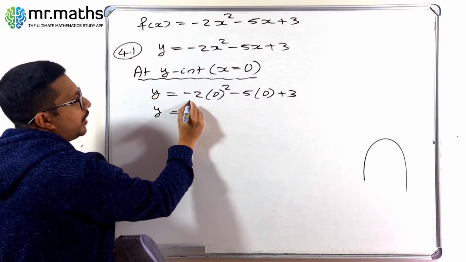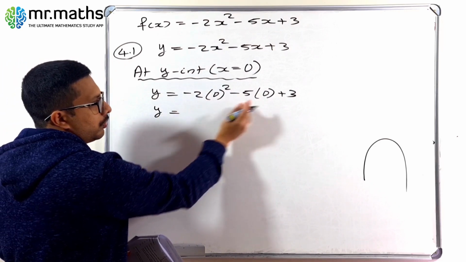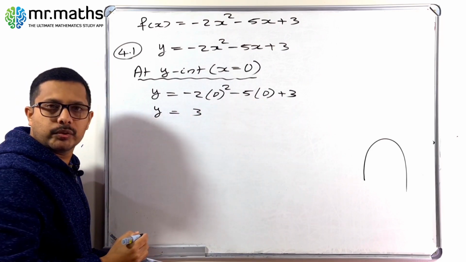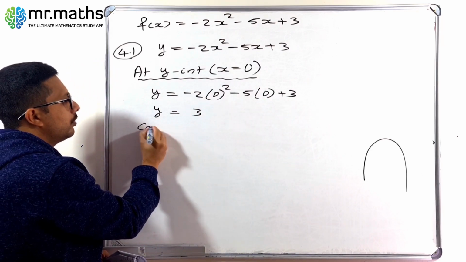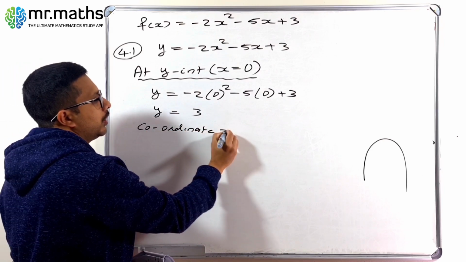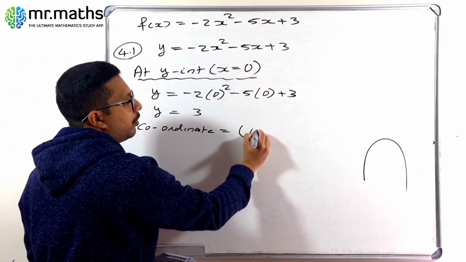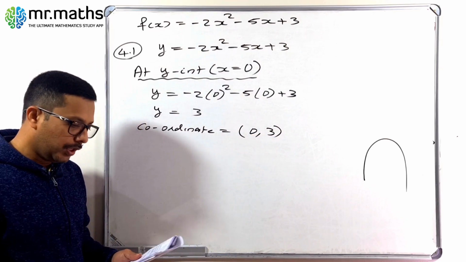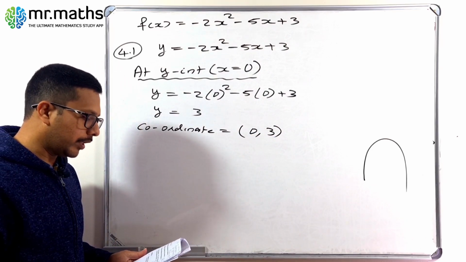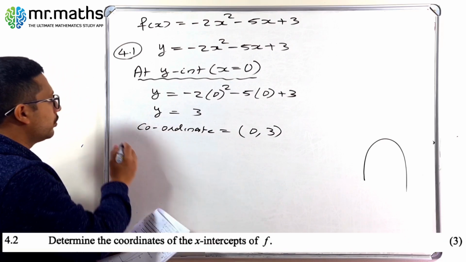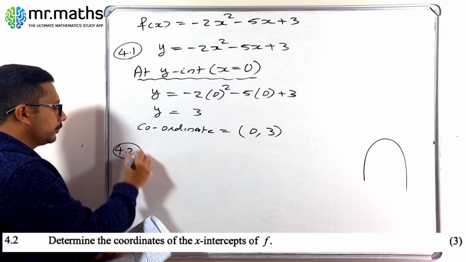Minus 2 into 0 square is 0, this is also 0, then plus 3, that means the answer is 3. So what is the coordinate? The coordinate is x 0 and y 3. It's a simple question, a grade 10 question. What is the y-intercept coordinate? 0, 3.